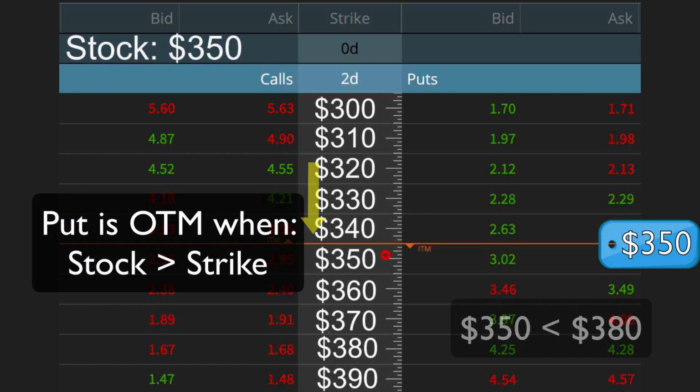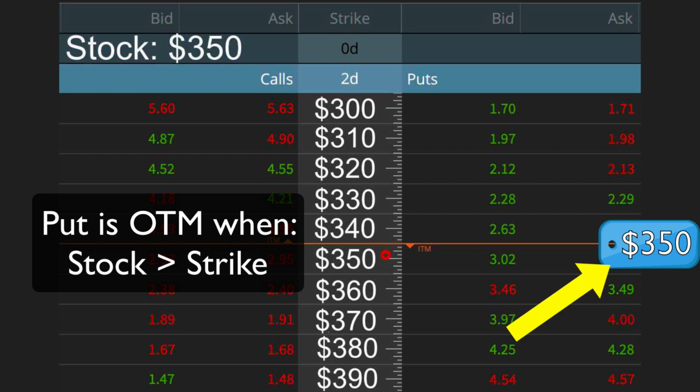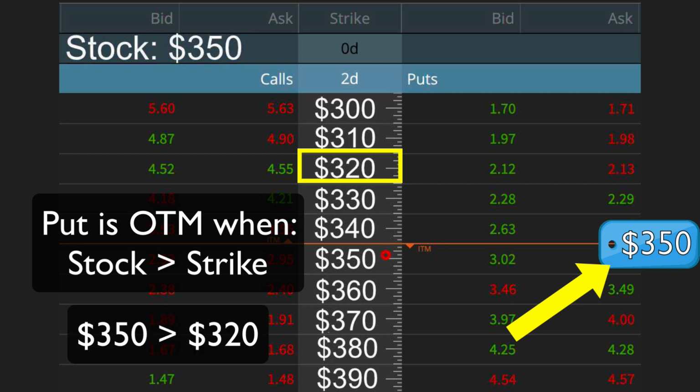And for a put, it is out of the money when the stock price is greater than the strike price. Back to the example with the stock price at $350, and let's put the strike at $320. This would be out of the money because the stock is higher than the strike price, not meeting the put's expectations. This would be $30 out of the money.